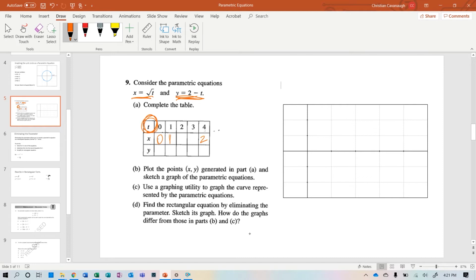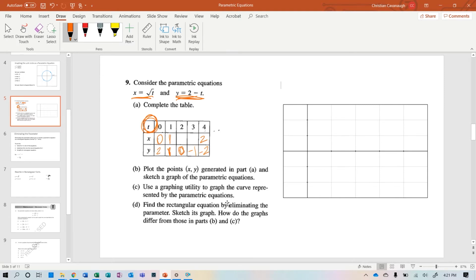And then for the y values, we have that y is 2 minus t, so I would be doing y equals 2 minus 0, which is 2, 2 minus 1, which is 1, 2 minus 2, which is 0, and so on for those. And then the next step is that you're going to want to plot the points from part A.